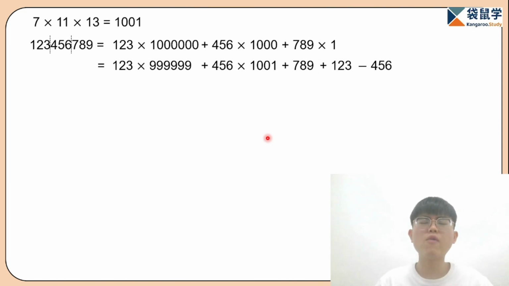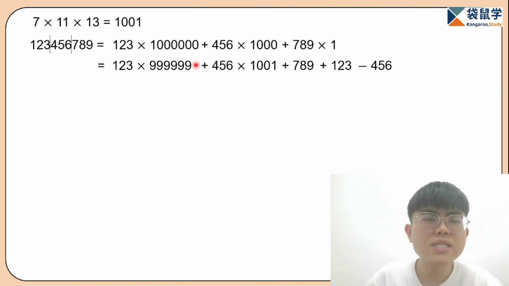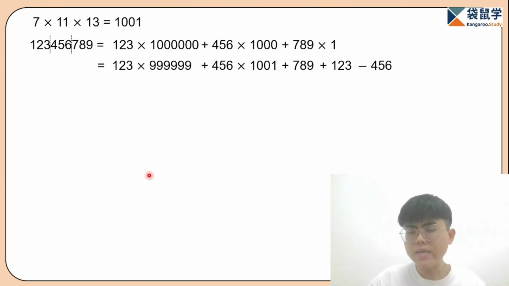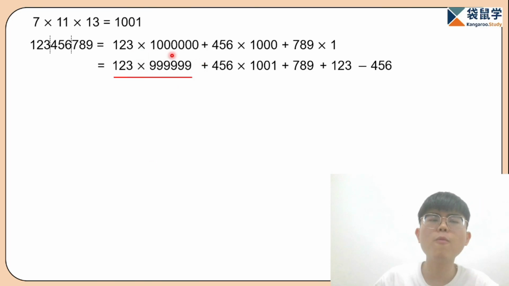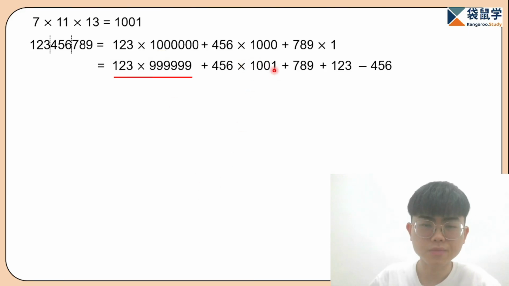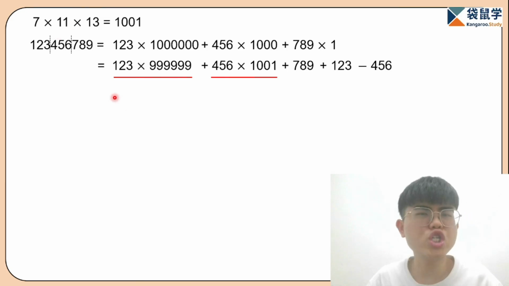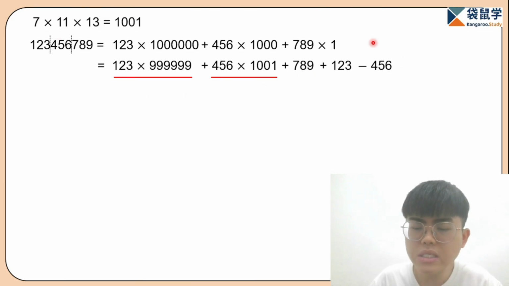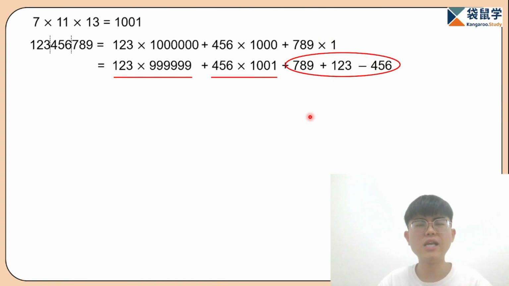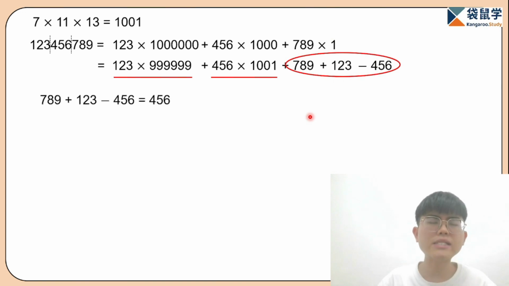Now everyone, let's observe what we have here. This is a multiple of 1001, which means that this whole thing will also be a multiple of 1001. The same goes for this part. This is a multiple of 1001, so the whole thing is also a multiple of 1001. So to check whether our number is divisible by 7, 11, or 13, you just have to observe the part at the back. Let's calculate. After we calculate, we will get 456.